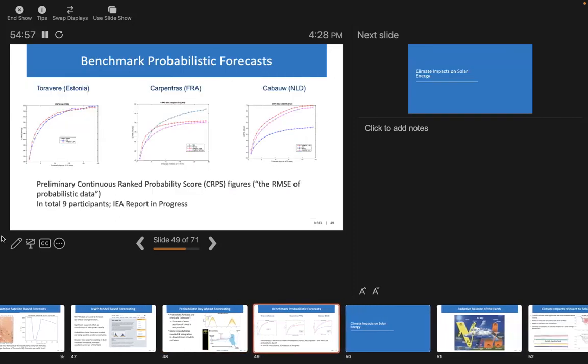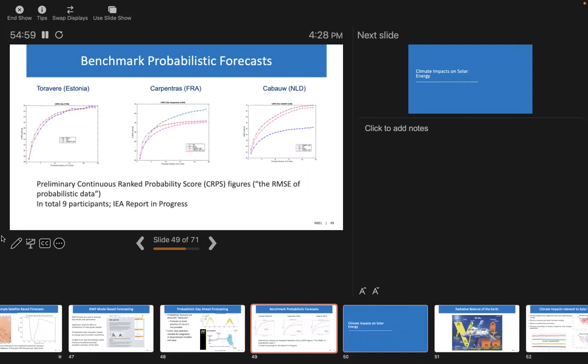These were some benchmark comparisons we're conducting on solar forecasting. Essentially, this thing called CRPS. The moment you have an ensemble forecast, you can't use the deterministic metrics. So we use the CRPS, which is essentially RMSE for probabilistic data. But this is work in progress. We'll probably report on it some time.